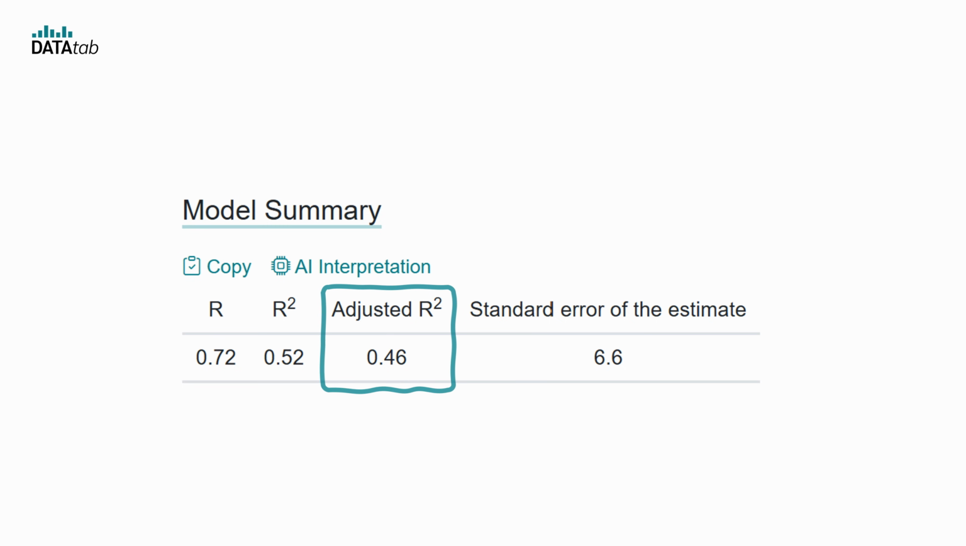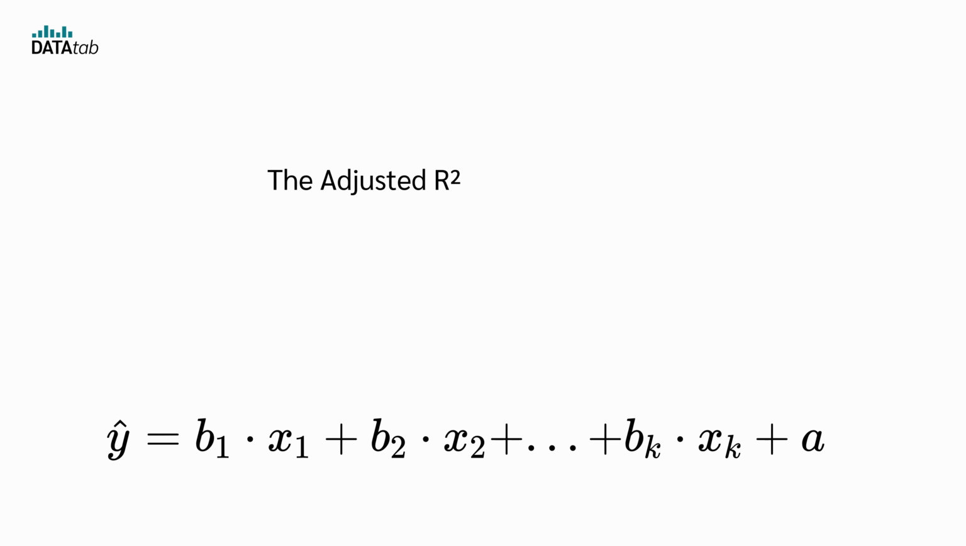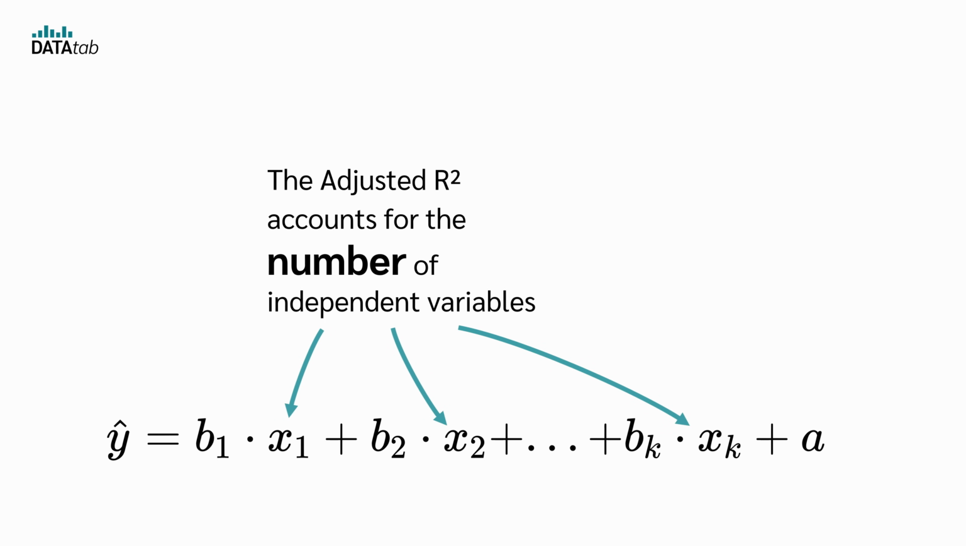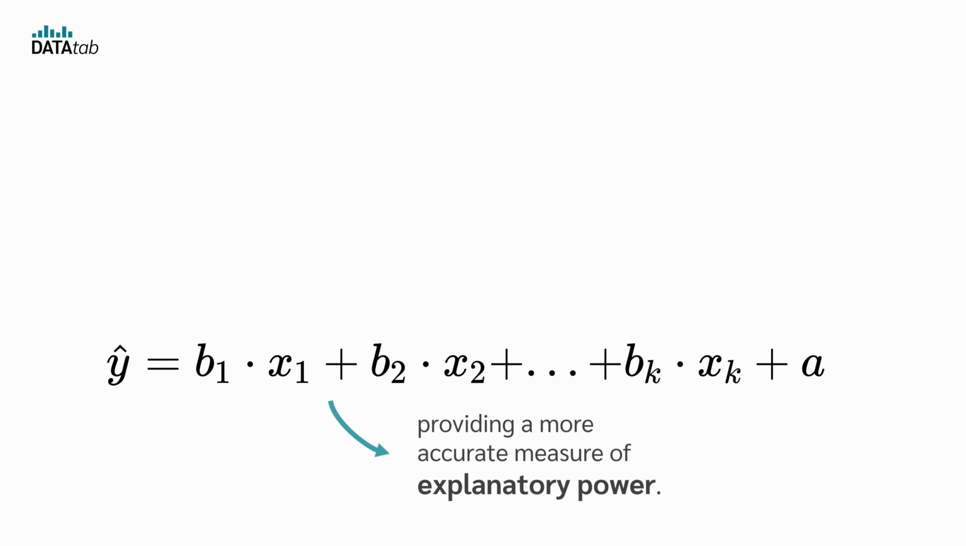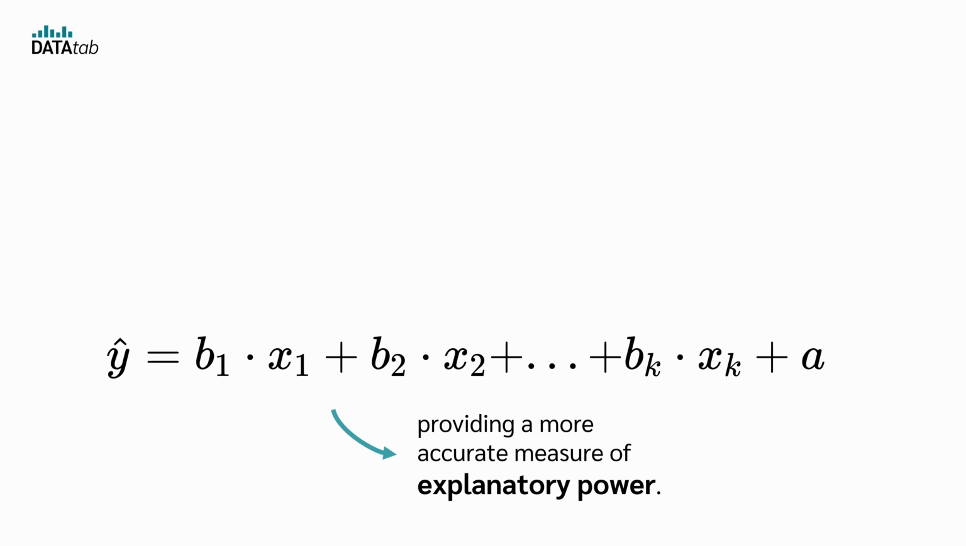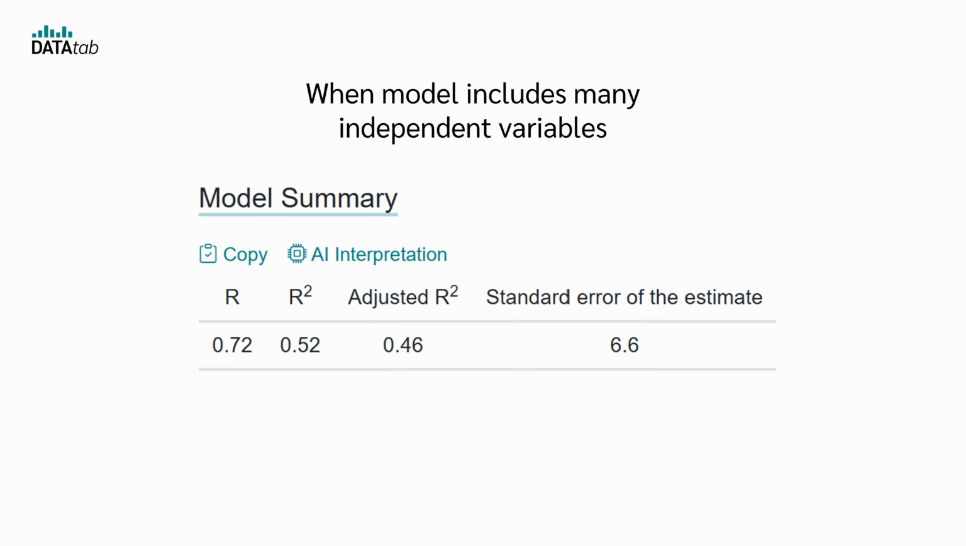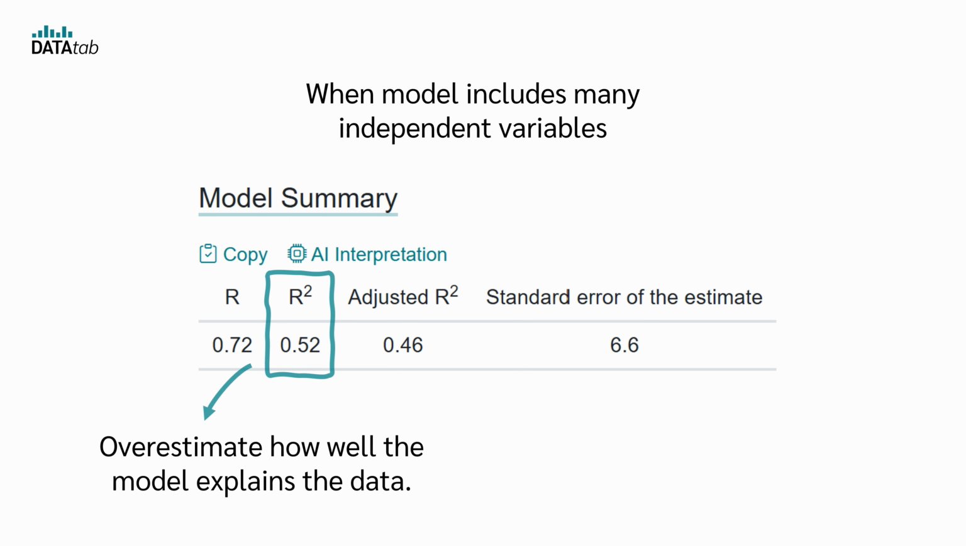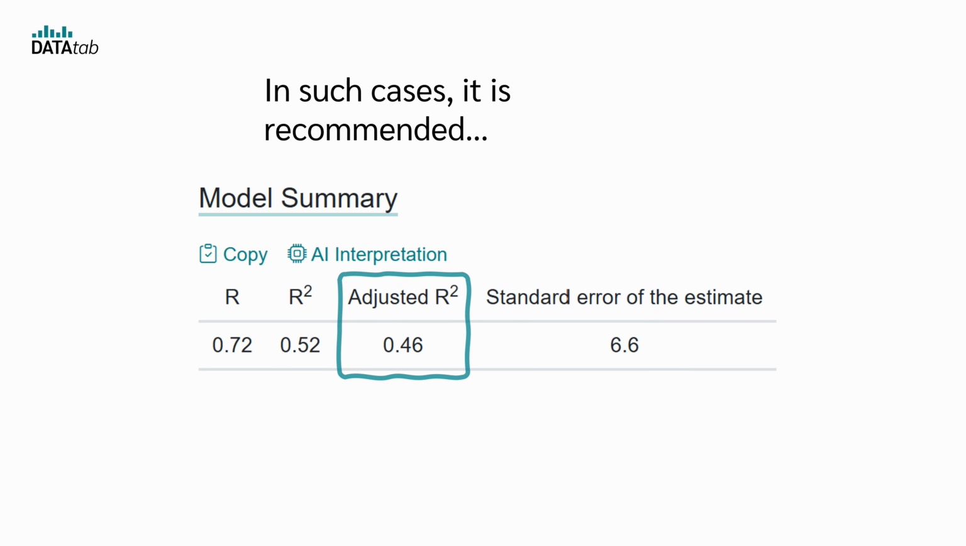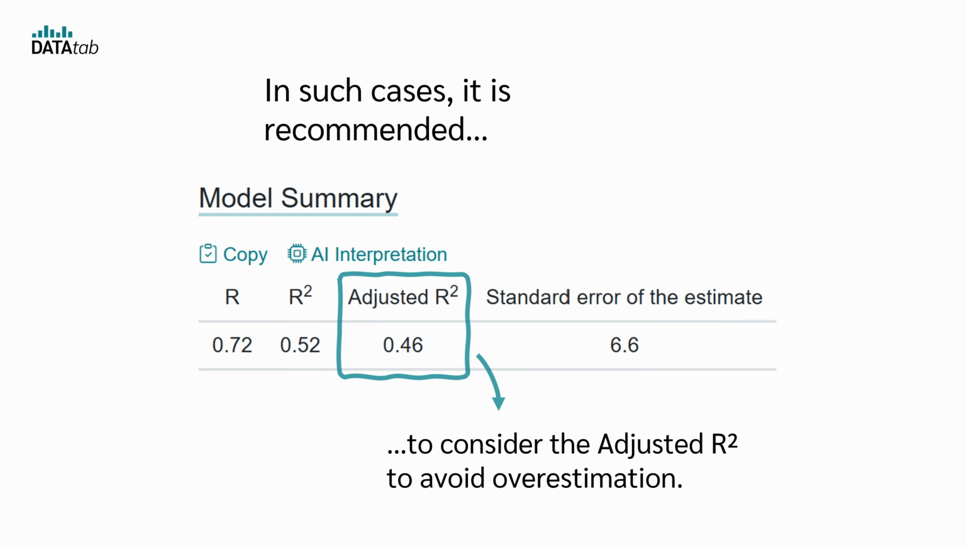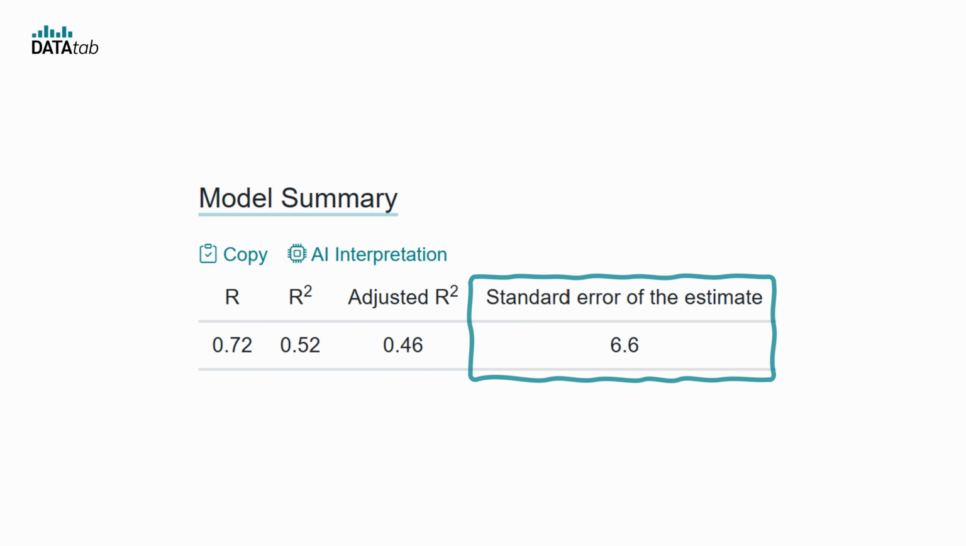What is the adjusted R squared? The adjusted R squared accounts for the number of independent variables in the model. This provides a more accurate measure of explanatory power. When a model includes many independent variables, the regular R squared can overestimate how well the model explains the data. In such cases, it is recommended to consider the adjusted R squared to avoid overestimation. Okay, and what about the standard error of the estimate?